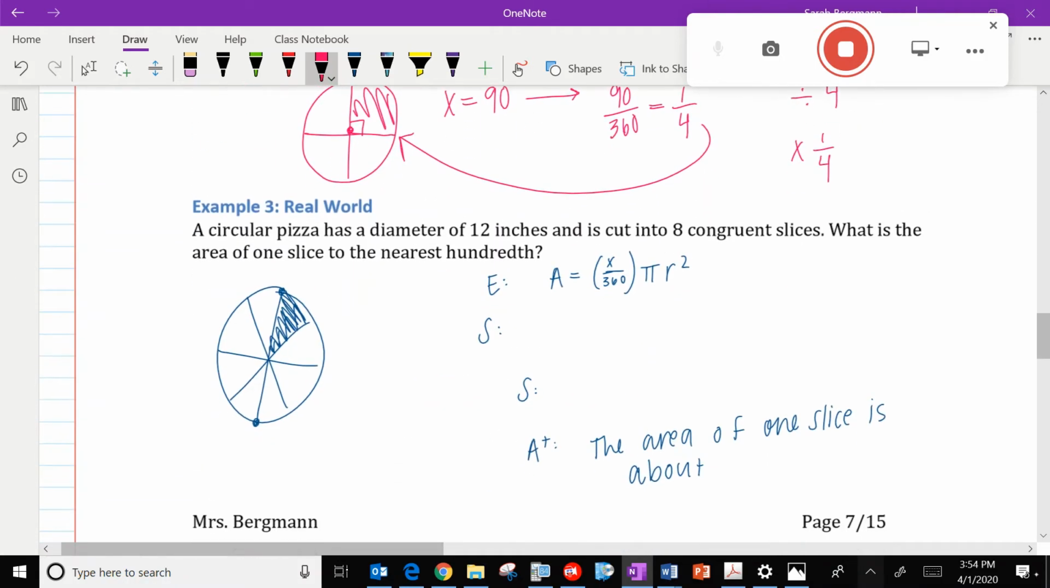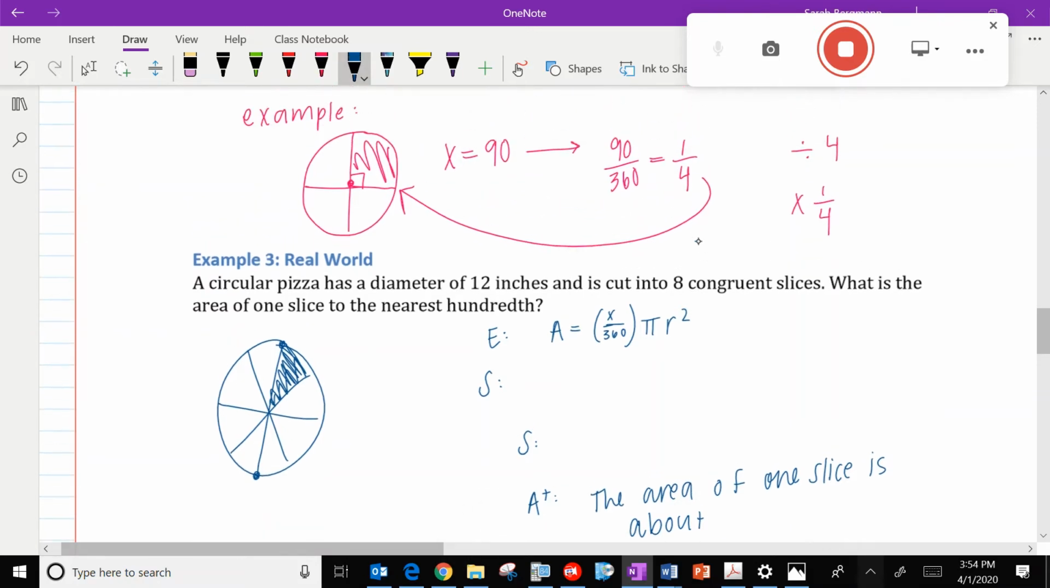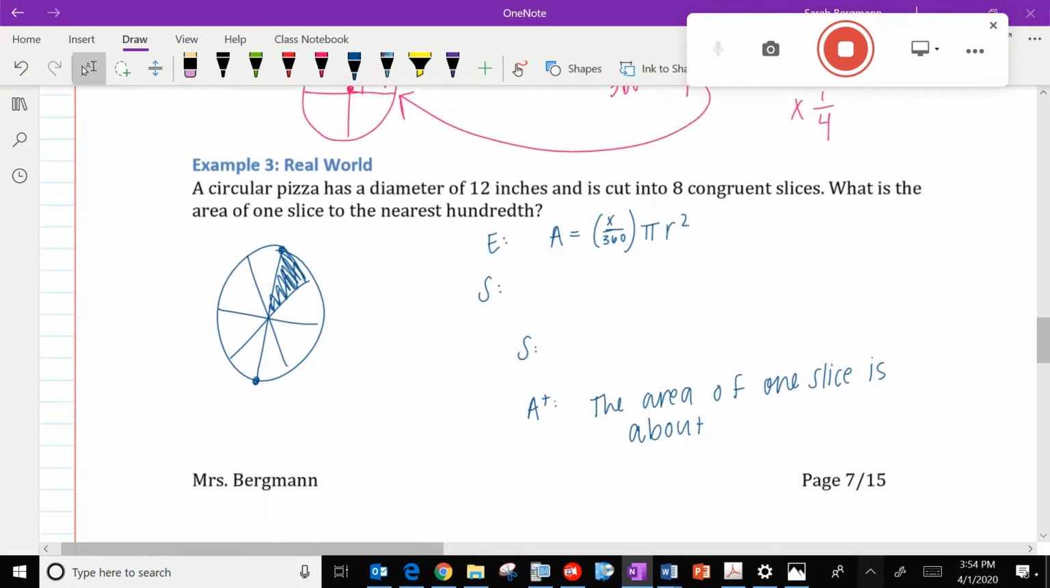All right, let's do a practice problem for this. So this one says the circular pizza has a diameter of 12 inches. I would suggest drawing a sketch. It doesn't need to be perfect. And it's cut into 8 congruent slices. What's the area of one slice to the nearest hundredth?